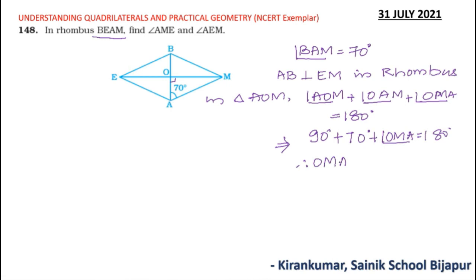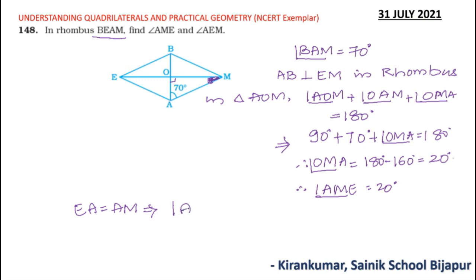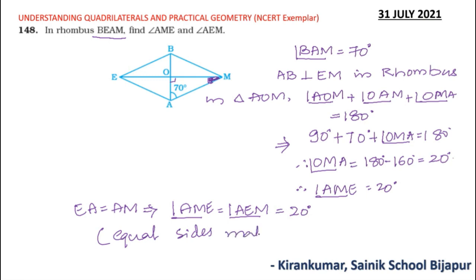Therefore, angle OMA is 180 degrees minus 160 degrees, which will be 20 degrees. So we have found this angle. This angle is same as angle AME. Therefore, angle AME is 20 degrees. Now, how do we find angle AEM? We all know that the adjacent sides in a rhombus are equal. EA will be equal to AM. This implies that angle AME will be equal to angle AEM. So it is 20 degrees. The reason is equal sides make equal angles.